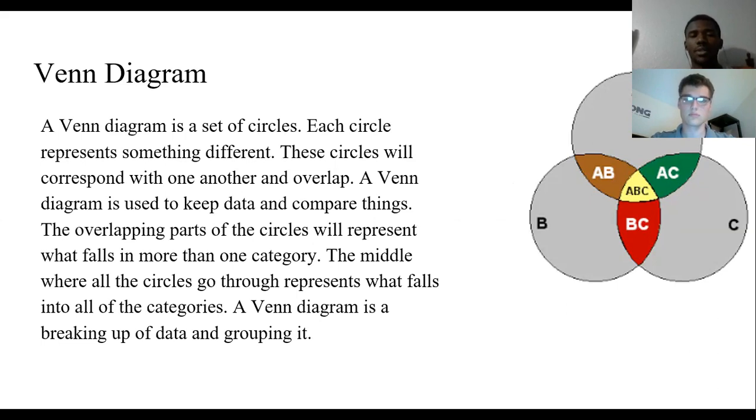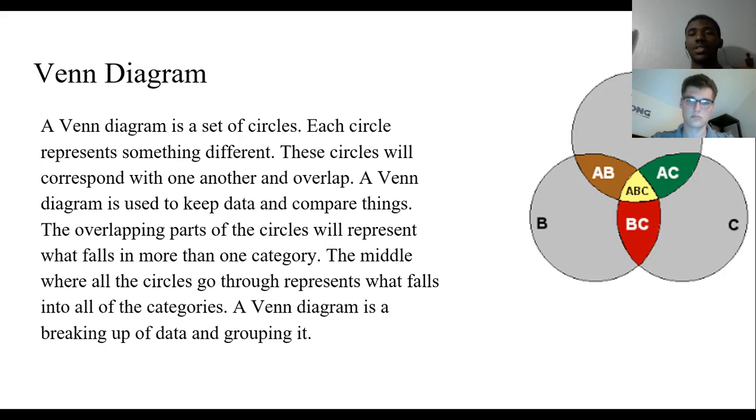The overlapping parts of the circles are where they compare. That's where the things will come together. The overlapping parts are what falls in more than one category. And the middle is where all the circles come together, and there will be something from every circle in there that goes into each of the different circles. This is just breaking up the different data that you have.